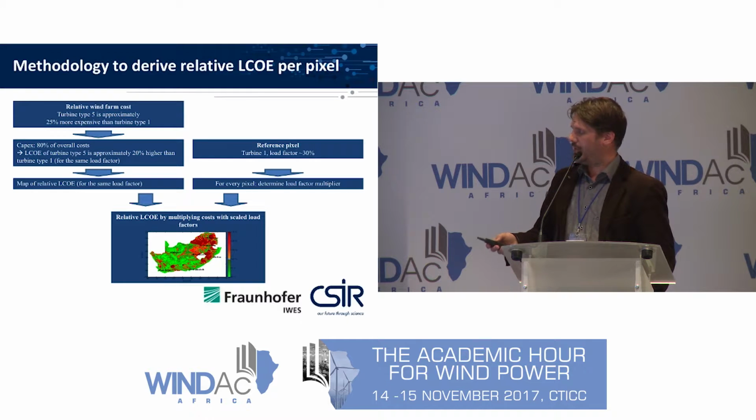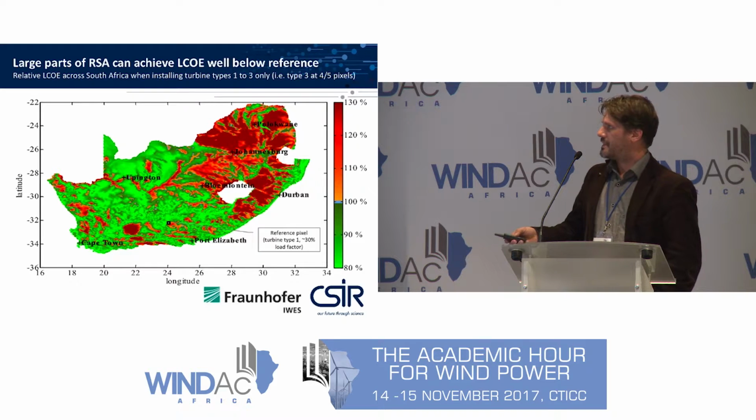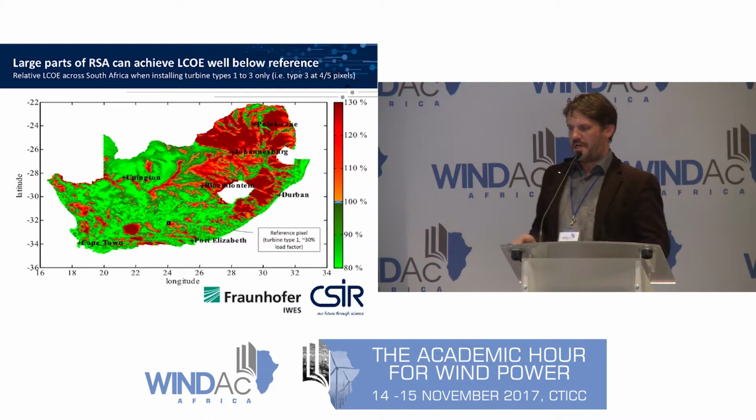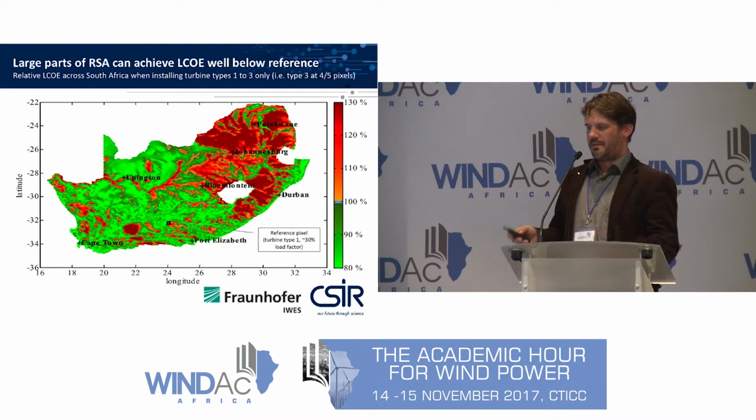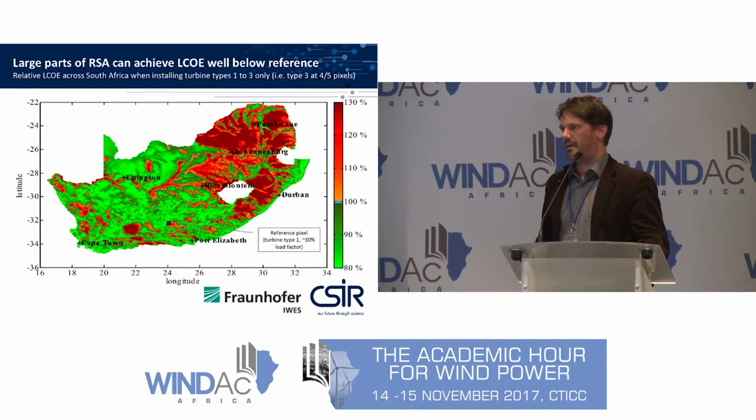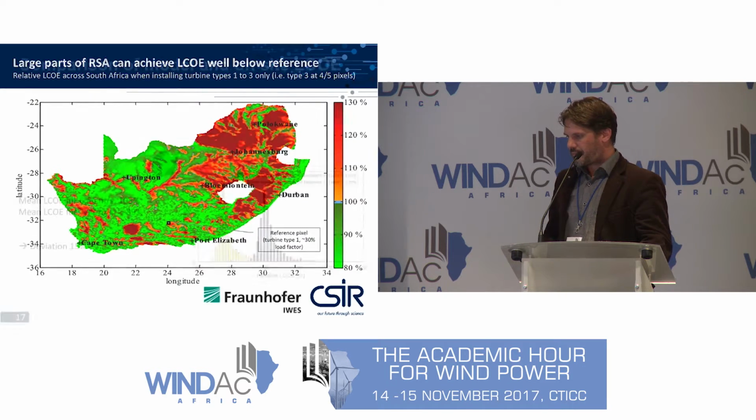And then we calculated a relative LCOE. It's indicated there. That means 100% is an average cost there. If we are in a green area, the cost for electricity is less than the average cost, so it's better, and red are more expensive sites.